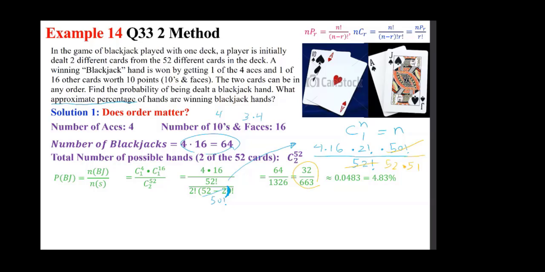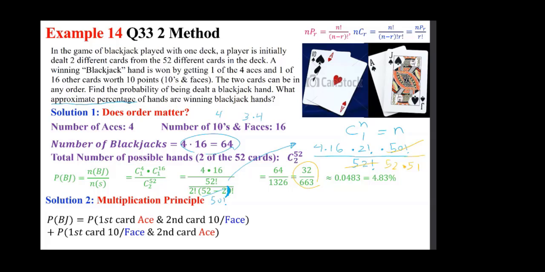This is it. Quickly, a second method: the multiplication principle. The probability of getting a blackjack would be the probability of the first card being an ace and the second one being either a 10 or a face, or vice versa: the first one is a 10 or face and the second one is an ace. There are two cases that you want to combine. The probability that the first card is an ace is 4 out of 52, and the second one is 10 or face is 16 out of 51.